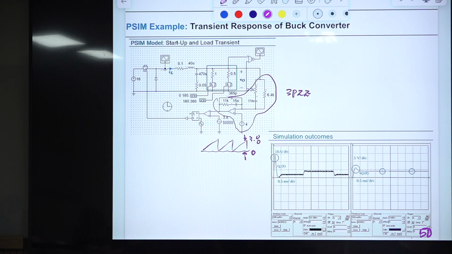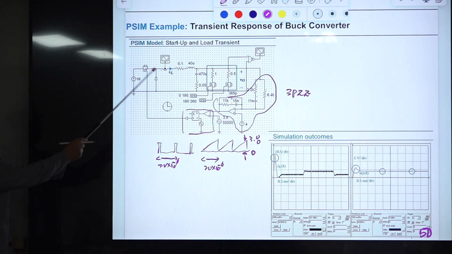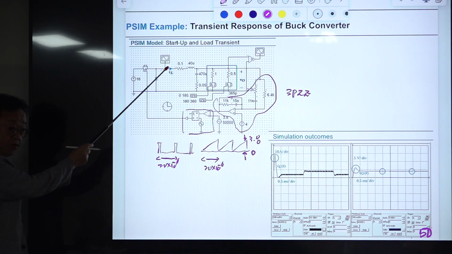2-0 circuit. This is a PWM block, and this is 20 microseconds, and this pulse train's period is the same one, right? So with this you can watch this inductor current.